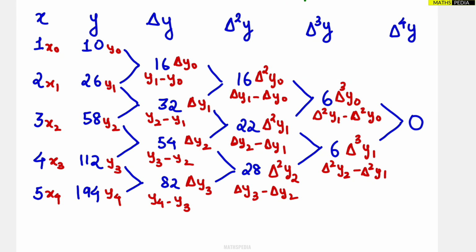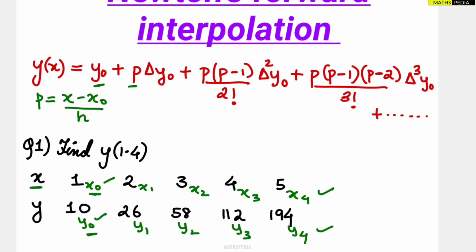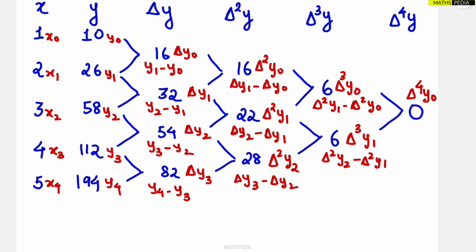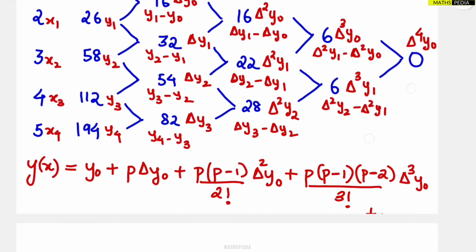I'll just write it over here. This is delta power 4 y0, but no need to focus on that, since the value of delta power 4 y0 is 0. So the entire thing becomes 0. I'll tell you here, I'll just write the formula again. So this is the formula, right?